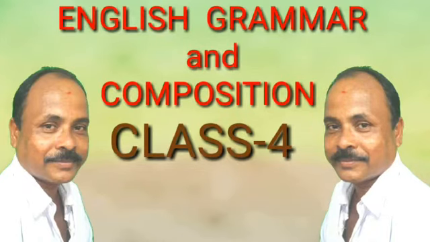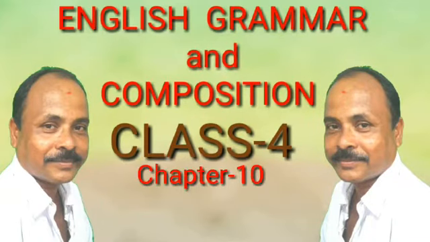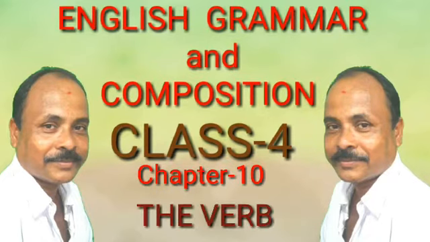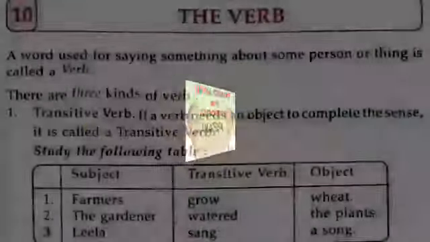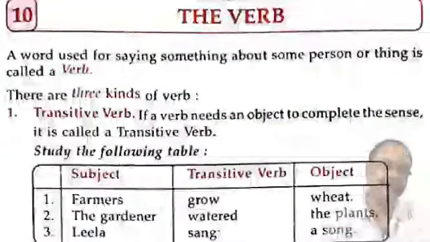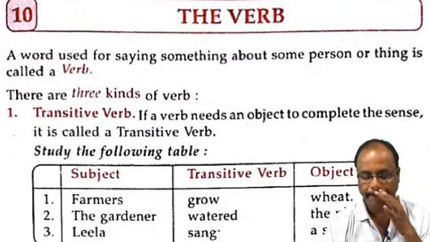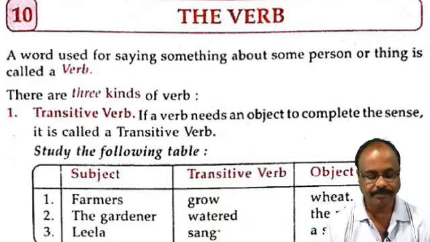So, students, today we shall discuss grammar section standard 4, chapter number 10, subject the verb. Let us discuss what is a verb. A word used for saying something about some person or thing is called a verb.